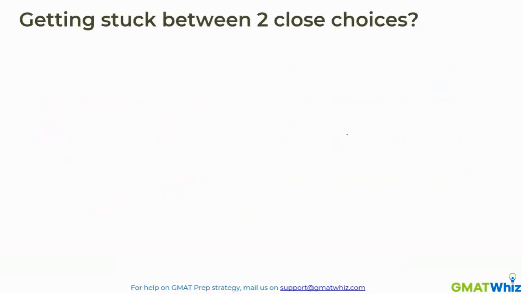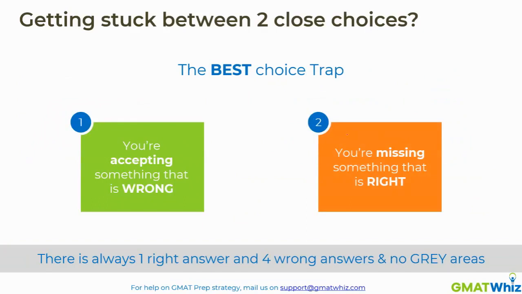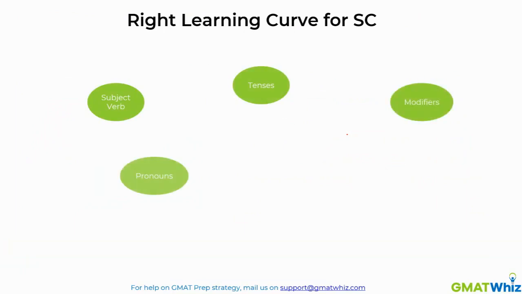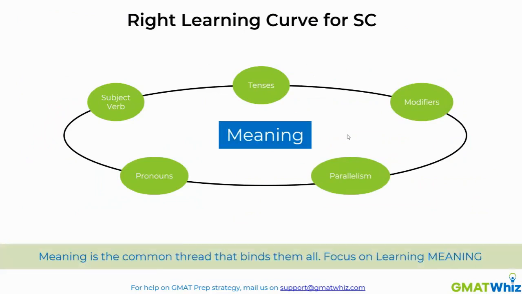So what should be the right approach? And that's why most people get stuck in two choices. They think that, okay, it is subjective. Everything is subjective in verbal. So what should be the right learning sequence for SC? In SC, whenever you're learning all these concepts, you need to focus on something that binds all these things together. And the only thing which binds all these things together is meaning. It's the meaning-based approach. It's the meaning of the sentence.